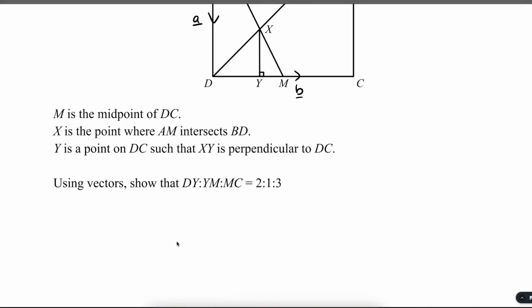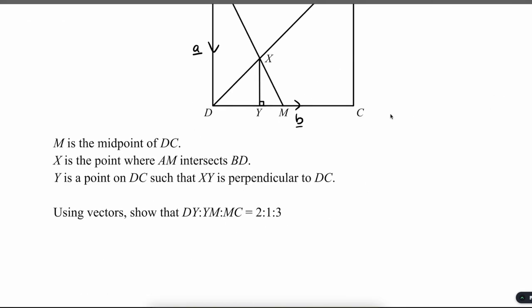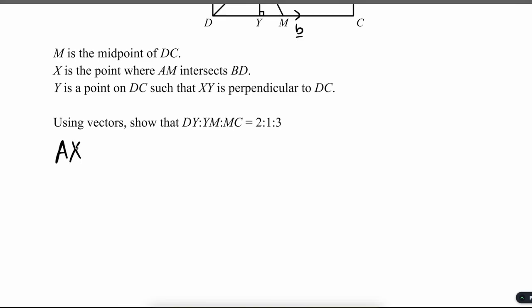So first I'm going to find AX, okay? Because X is the point that will help us get to XY, which will help us get this whole thing on the bottom. So find AX. So there are two different ways of getting to AX.